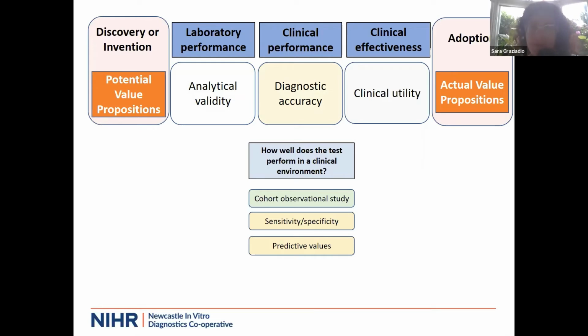This is the first step and the first study in the clinic. So it's the diagnostic accuracy study, where you want to look at clinical performance and understand how well the test performs, but this time in a clinical environment. The usual study design for these studies is a cohort observational study.